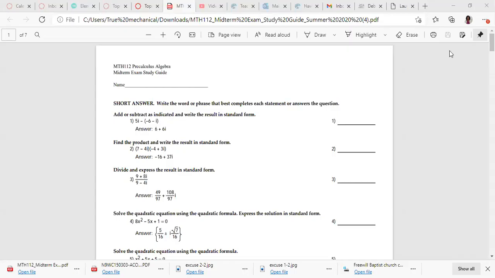Greetings, everyone. I will begin discussing the midterm exam study guide as you prepare this week for the midterm. What I would like to do is work problems that you've requested within the discussion learning activity. The first problem that has been requested is problem 3. So let's begin there, please.